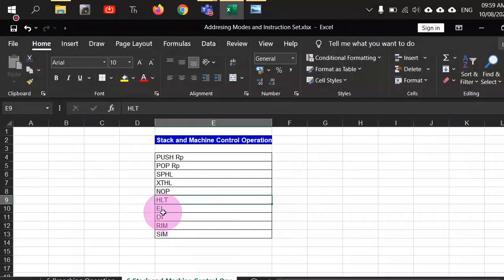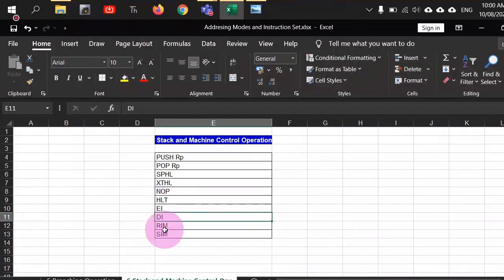EI is for enabling the interrupts. DI is for disabling the interrupts. So we will be seeing these two commands in today's lab session. So if this EI command is executed, then the interrupts will be served by the microprocessor. And if it is not executed, these interrupts will not be served by the microprocessor. So it will only affect the maskable interrupts. Non-maskable interrupts will anyway be served by the microprocessor, right? And DI is for disabling the interrupts.